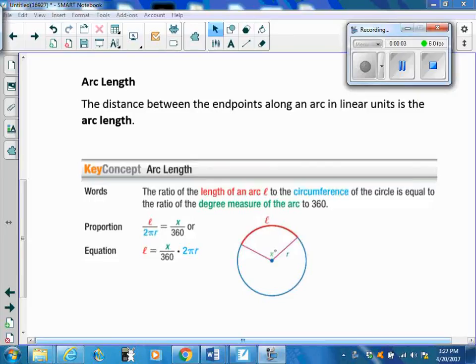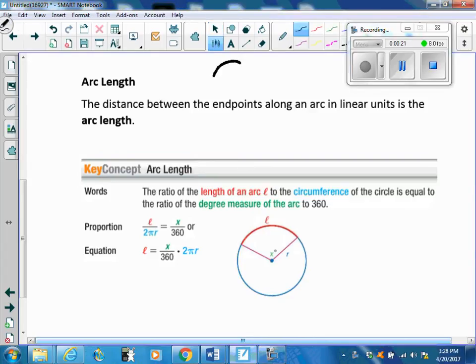Okay, so now we want to look at arc length. Yesterday we looked at the measure of an arc. So arc length and the measure of an arc are two different things. The measure is associated with the angle measure of the central angle that makes it. That's kind of a mouthful, but we've got our circle and we have a central angle. And whatever this is, it's the same as the measure of the arc.